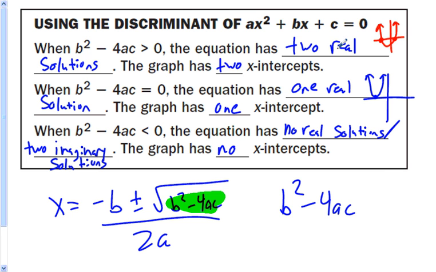So if I were to sketch a graph for this type, it might be something that's just floating out here in space. It does not cross the x-axis, so it has no real solutions, but it does have some solutions, and they're going to be imaginary solutions, which means it's going to have our favorite letter i in the solution. So just know, what is the discriminant and how can you use it, or what kind of information does it give you about the solutions to a quadratic equation?